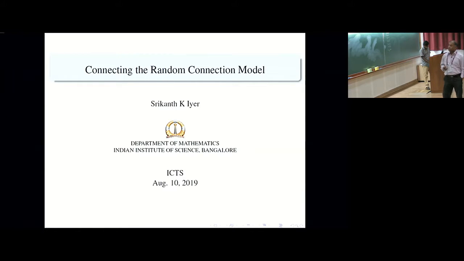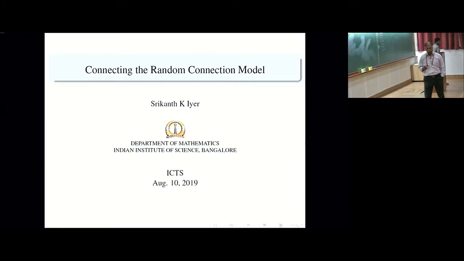So I'll be talking about the random connection model. Before I go into the connectivity problem, I would also describe some other related results before getting into connectivity. So the random connection model has been there for a while now.